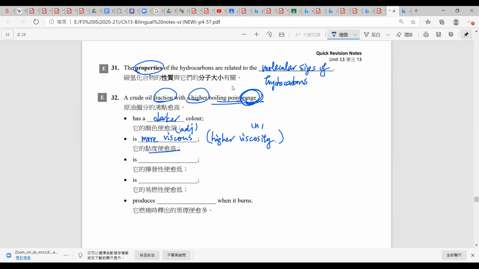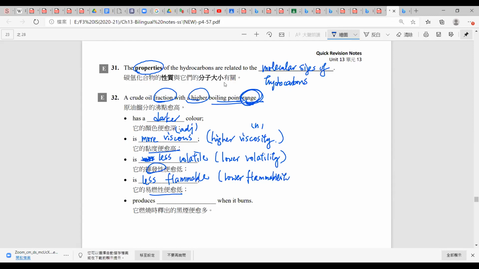And it is less 揮發性, less volatile. That's easy to evaporate, okay? So we've got a lower volatility. And 易燃性變低, it is less flammable, which means lower flammability.